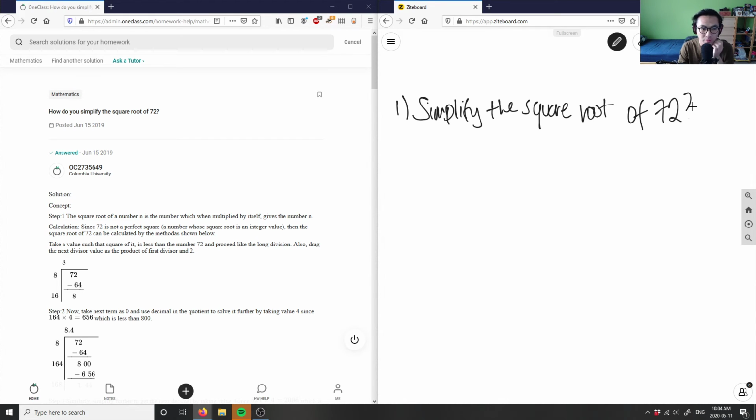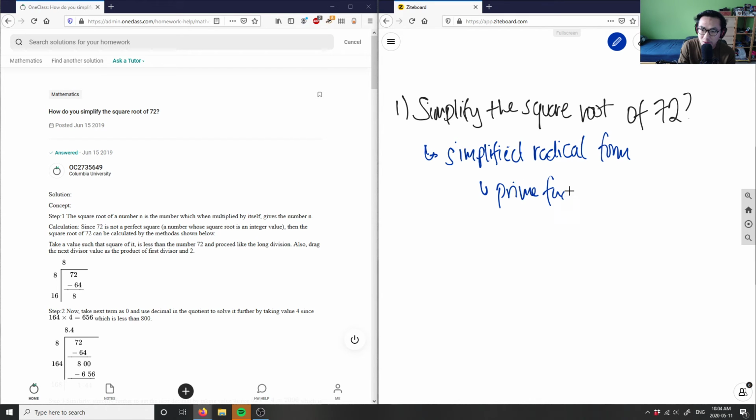You have two ways to think of this problem. You can think of this problem, right in blue, as approaching it using simplified radical form, where you're taking the prime factors and breaking down the 72 to basically an integer, or a whole number, and its square root. So that's some kind of simplified radical form. It uses this concept of prime factors. Or you can think of this question as, I believe the solution is doing here, the method of long division. So you can approach this using long division.